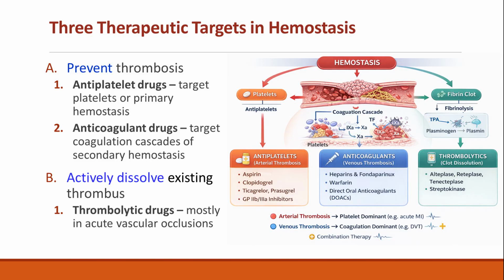Thrombolysis represents a parallel mechanism that actively breaks down fibrin and can be applied in both arterial and venous thrombosis, particularly in acute, life-threatening situations. In clinical practice, these therapies are often combined. For example, dual antiplatelet therapy with anticoagulation in selected high-risk patients, based on a careful assessment of both thrombotic and bleeding risks. This lecture will focus on anticoagulants, which primarily target the coagulation cascade of secondary hemostasis.